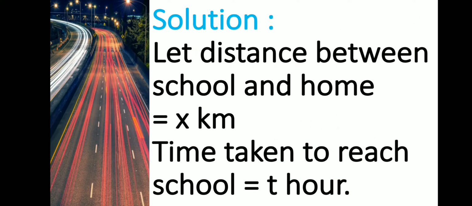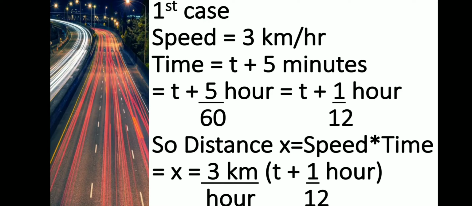Let the distance between home and school be x kilometer. Time taken to reach school, t hour. All these are assumed numbers. Now there are two cases, 3 km per hour and 4 km per hour. So let us see the first case. Speed is equal to 3 km per hour and he reaches 5 minutes late, means time plus 5, then he will be on time.